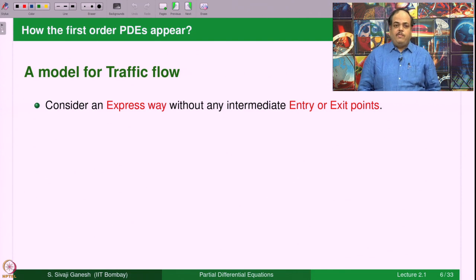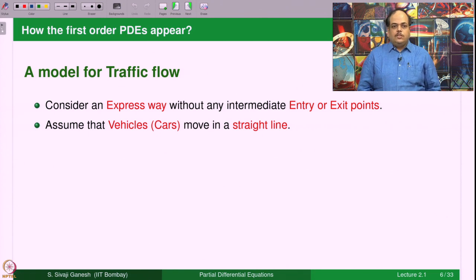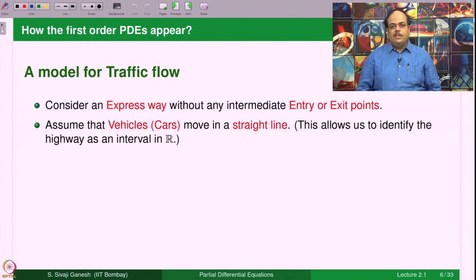So, let us consider an express highway without any intermediate entry or exit points. It has one entry point, one exit point. You cannot join the expressway in between or leave, both possibilities are not there. So, by traffic we mean vehicles, let us say cars, just to refer to them very easily. Assume that vehicles are moving in a straight line. As we know vehicles do not move in straight lines, they will be overtaking one another. But this gives us a way to identify the highway as an interval in R, and it actually physically means that overtaking is not allowed, maybe the expressway is very narrow, so you cannot overtake.